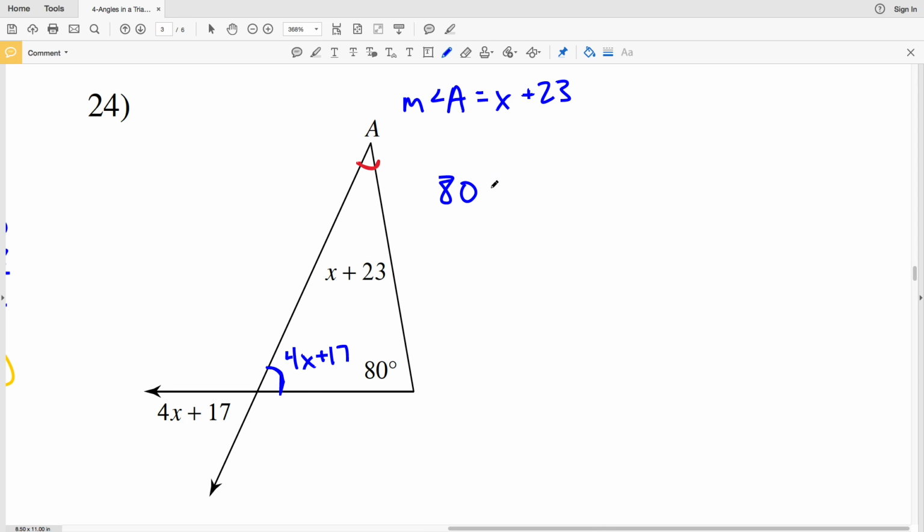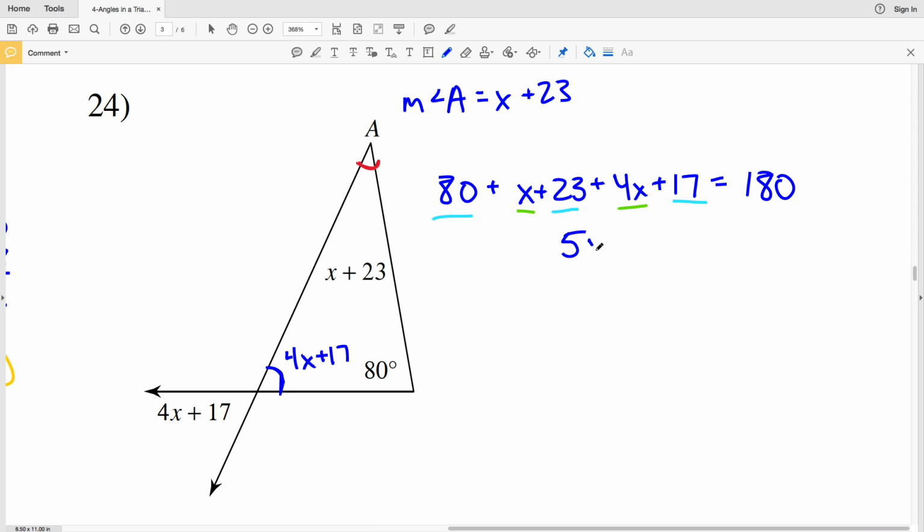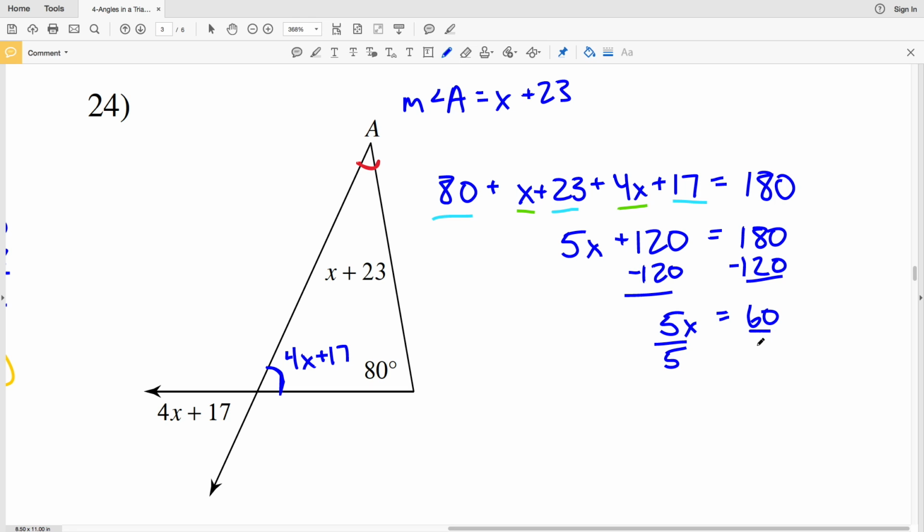So we know that 80 degrees plus x plus 23 plus 4x plus 17 equals 180. Combining like terms, I'll combine x with 4x, and I'll combine 80 with 23 and 17. x plus 4x is 5x, so I'll have that 5x, 80 plus 23 plus 17, which gives me 120, and that is equal to 180. When I subtract 120 from both sides, I get that 5x is equal to 60. So when I divide by 5, I get that x is equal to 12.